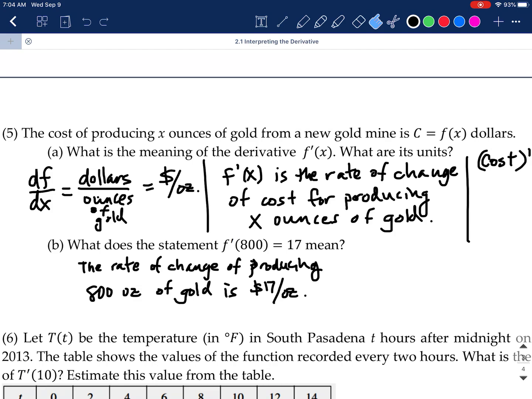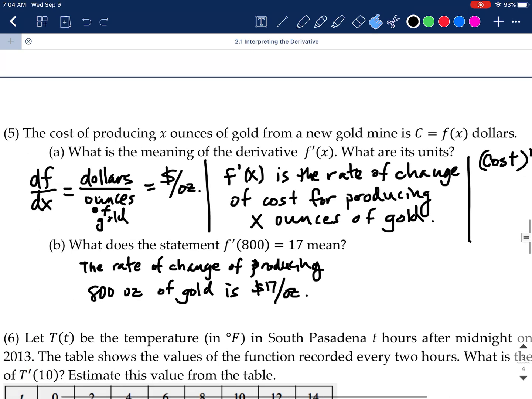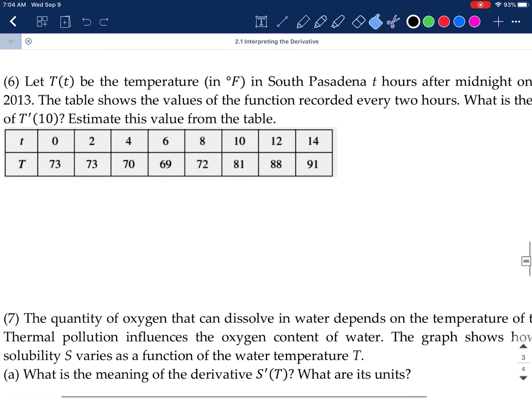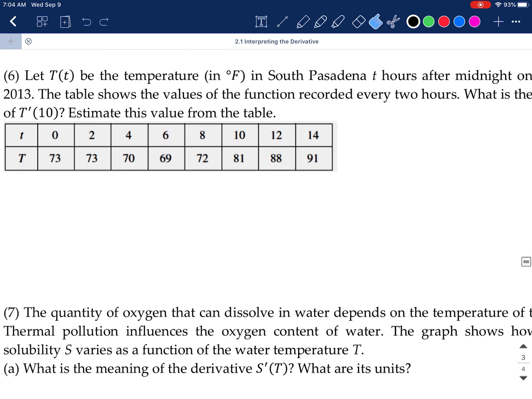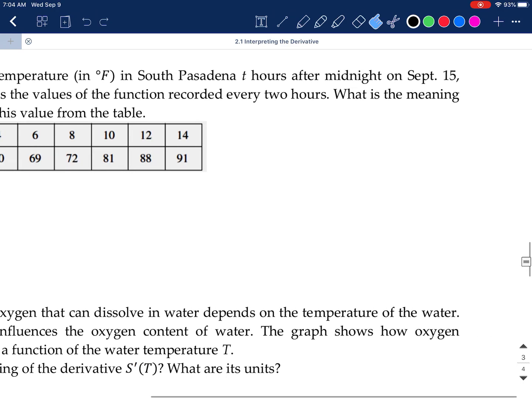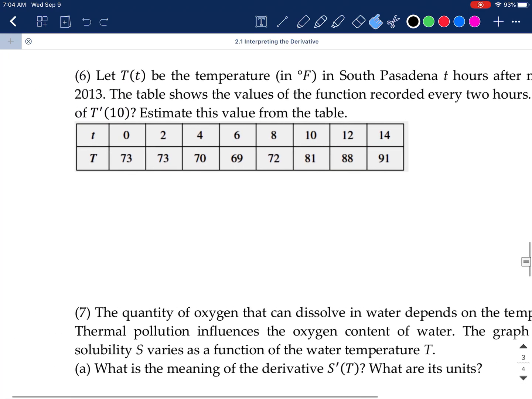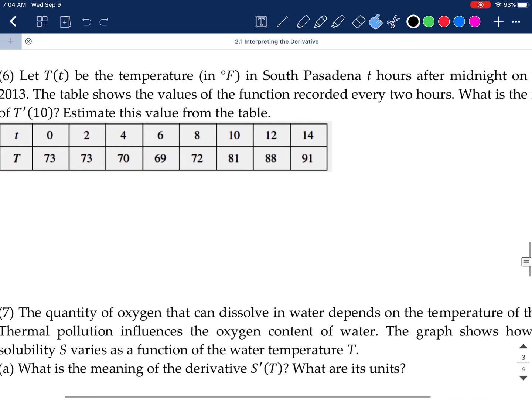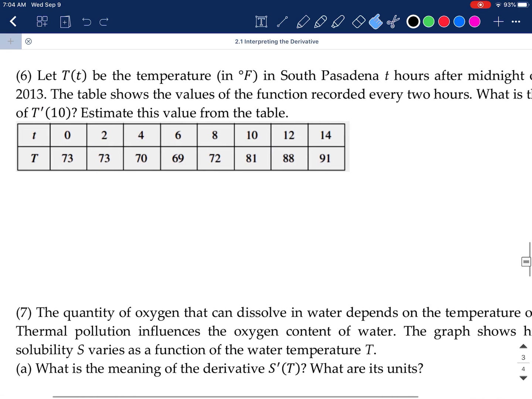All right, so we've got our cost function there. So now we've got a temperature function. So we've got capital T of t is the temperature in South Pasadena. We're going to do it in Fahrenheit, at t hours after midnight. So this is going to be measuring from midnight on a particular date, September 15th. The table shows the values of the function recorded every 2 hours.